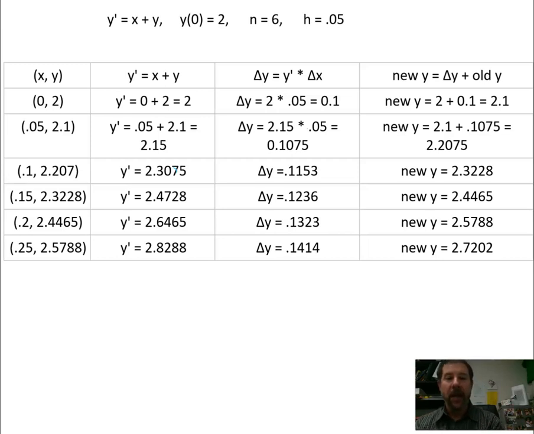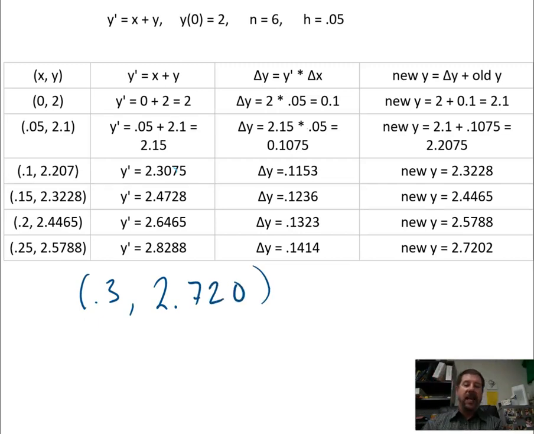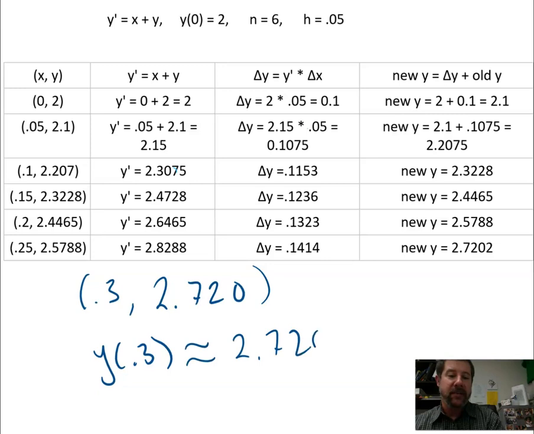All right, but summing this all up now, my last final point would be 0.3, 2.720. And so what we're saying is that, hey, if I were to plug 0.3 into the y function, whatever that is going to be, it is approximately 2.720. That is my approximation. And so Euler's method, again, allows me to better approximate what is going on when I'm trying to approximate something farther away from the initial point of tangency.